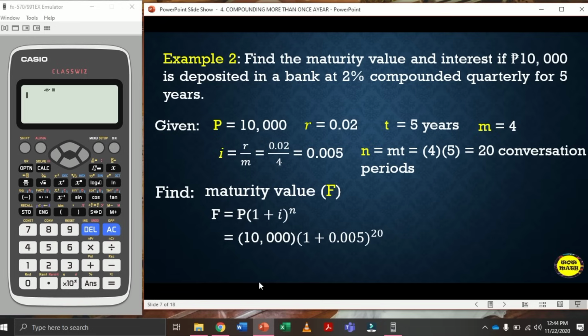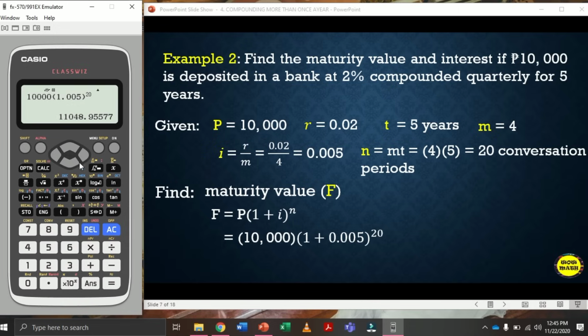Of course, una muna, i-type nyo lang yung 10,000. So, type nyo lang using your calculator. That is 10,000. And then, ito, yung parenthesis natin, that is 1. Since 1 plus 0.005, so idugtong nyo na lang yung 0.005 dun sa 1, that is 1.005. And then, parenthesis, and then ito, yung pang-exponent natin. So, lagay natin yung 20. Okay? So, ganyan nyo ilagay sa calculator nyo. And then, pindutin nyo na lang yung equal sign.